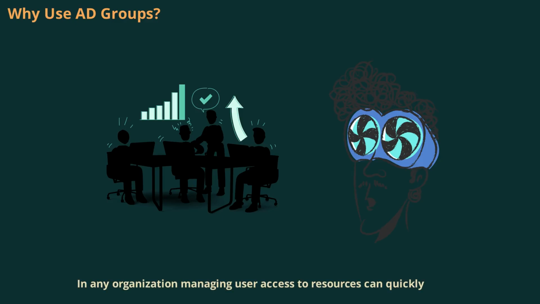In any organization, managing user access to resources can quickly become overwhelming if you handle each user individually. Active Directory, or AD, offers a solution through the use of groups. By collecting users, computers, and even other groups together, you can assign permissions and policies in bulk. This not only saves time but also ensures consistency and security across your environment.